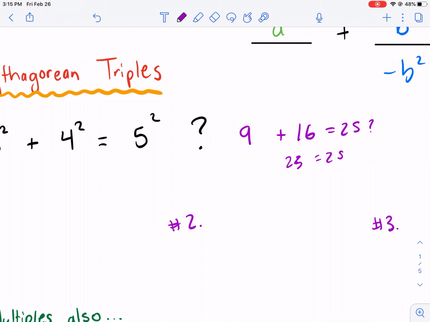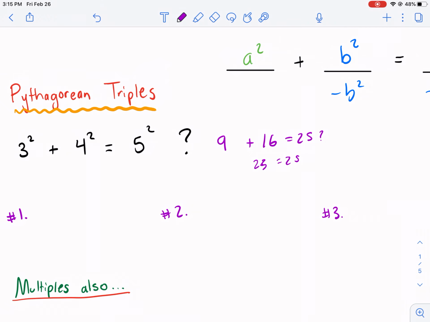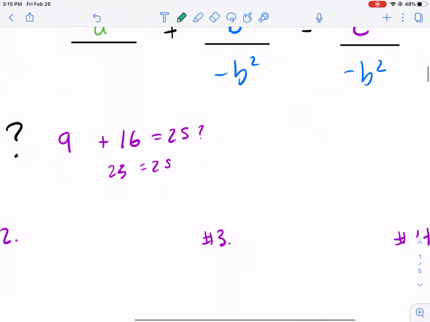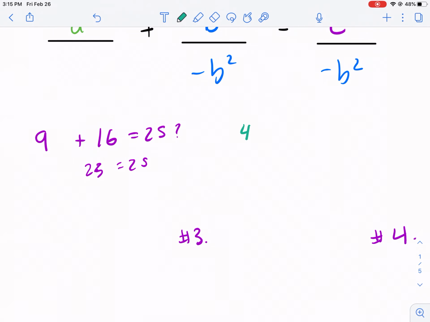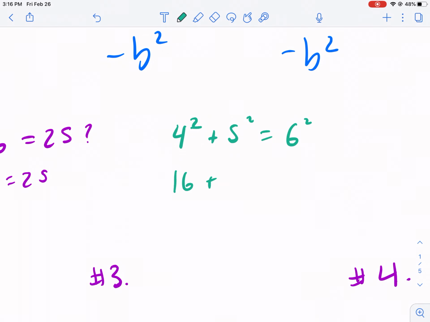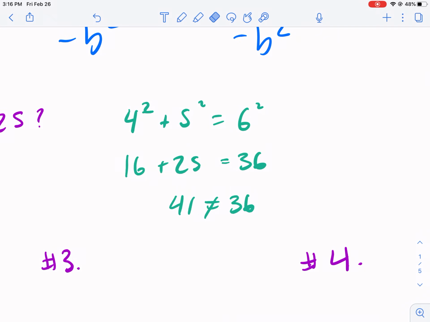Now, notice how this doesn't work for every set. Most people assume that if 3, 4, 5 works, then 4, 5, 6 also works. Not so. Let's take a look. I'm going to do a color change here. So let's try 4 squared plus 5 squared. Does it equal 6 squared? Most people assume it does, and that's not true. We have 16 plus 25. Does that equal 36? No, it does not. This equals 41, and that's not equal to 36. So it doesn't always work. Most of the time it does not.